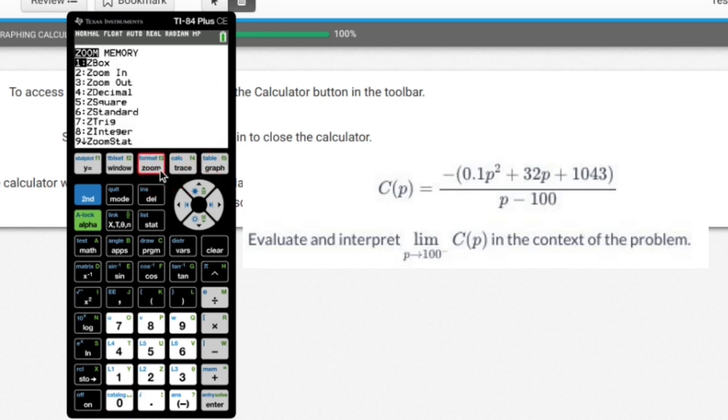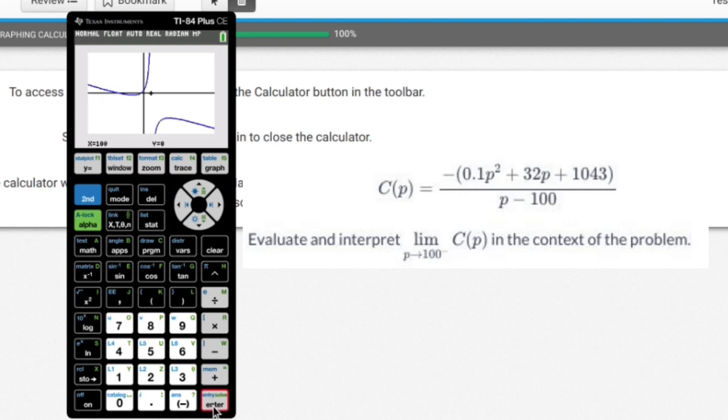So let's zoom out. Zoom 3. Enter. No. So let's zoom out again. Zoom 3. There we go. All right, so there's 100 right there. See how it's blinking 100?